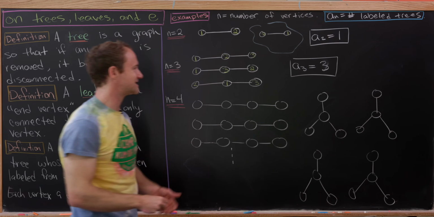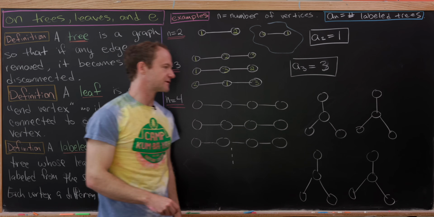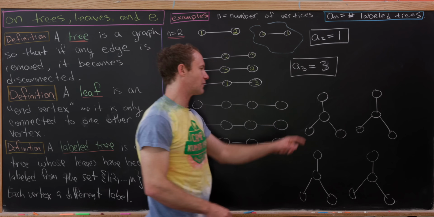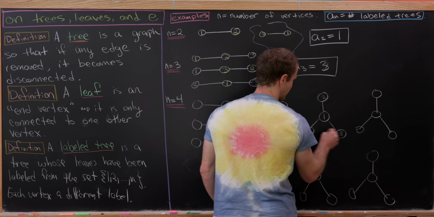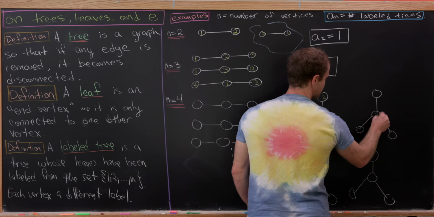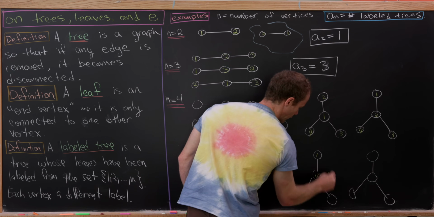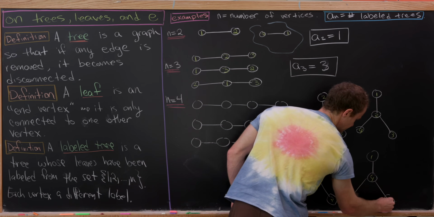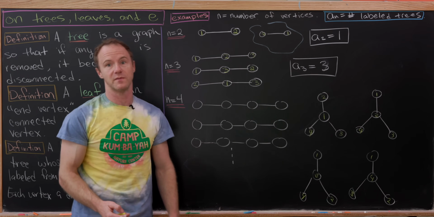Okay, so now let's move on to n equals 4. Maybe this type of n equals 4 is the easiest because each labeling is completely determined by which one's in the middle. So we could have a 1 here, 2, 3, 4. We could have a 2 here, 1, 3, 4. We could have a 3 here, 1, 2, 4. Or we could have a 4 here, 1, 2, 3. So we get 4 from that.